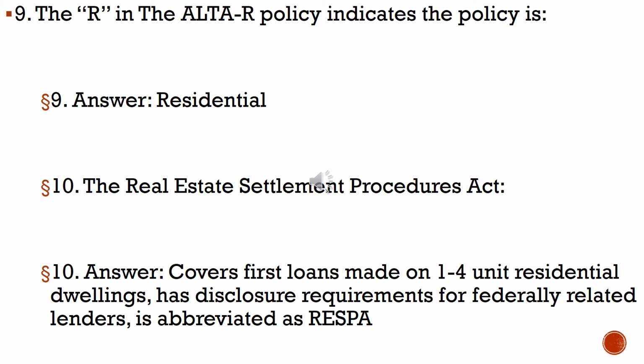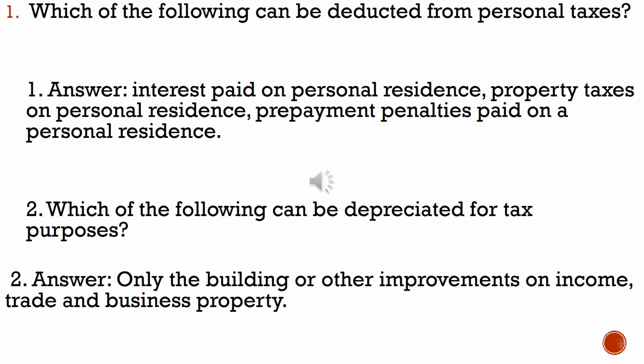Question number 10. The Real Estate Settlement Procedures Act, answer, covers first loans made in 1 to 4 unit residential dwellings, has disclosure requirements for federally related lenders, and is abbreviated as RESPA. Number 1. Which of the following can be deducted from personal taxes? Answer: interest paid on a personal residence, property taxes on a personal residence, prepayment penalties paid on personal residence.